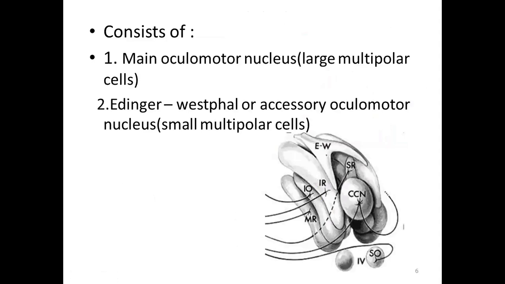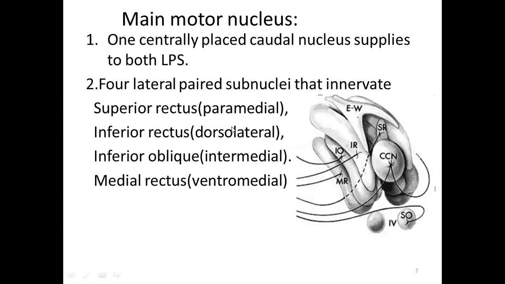It consists of the main oculomotor nucleus, with large multipolar cells, and the Edinger-Westphal or accessory oculomotor nucleus, with small multipolar cells. The main motor nucleus has a centrally placed caudal nucleus, which supplies both levator palpebrae superioris, and four laterally paired subnuclei that innervate the superior rectus, inferior rectus, inferior oblique, and medial rectus as well.